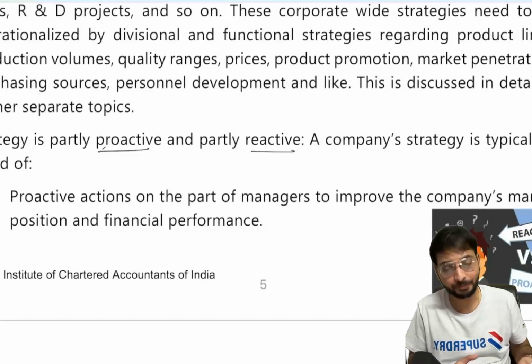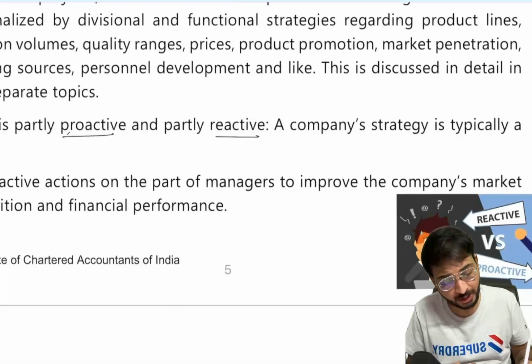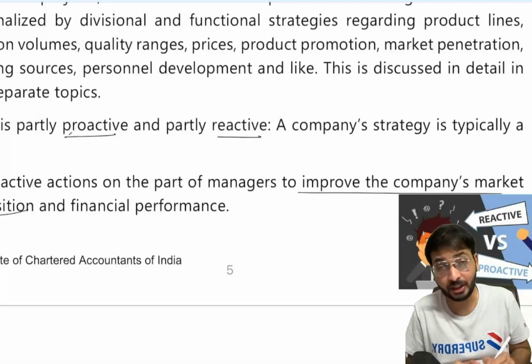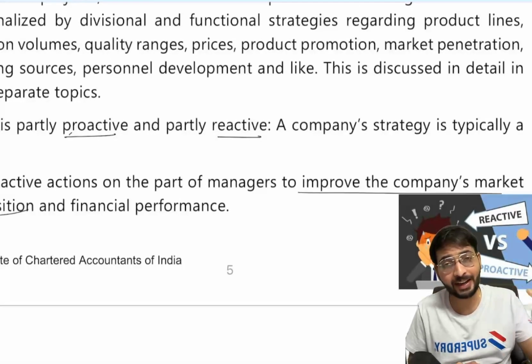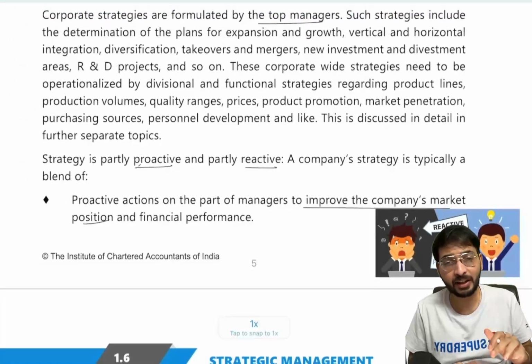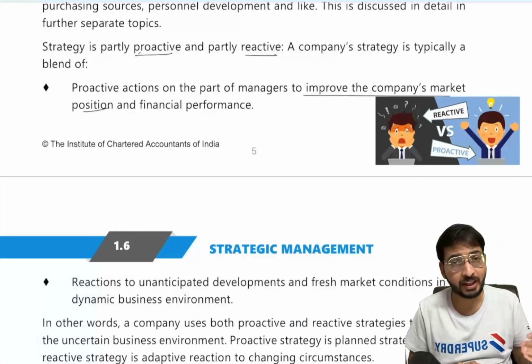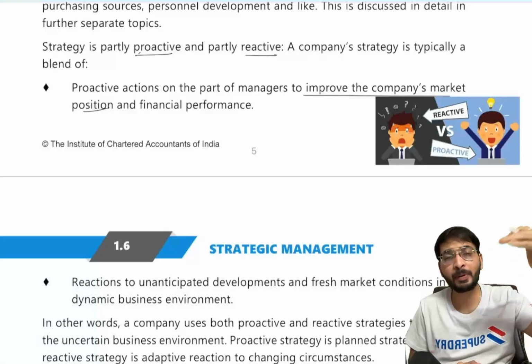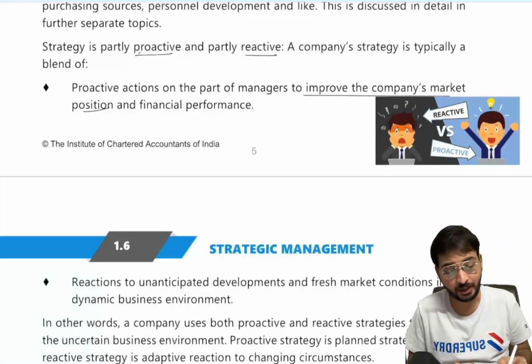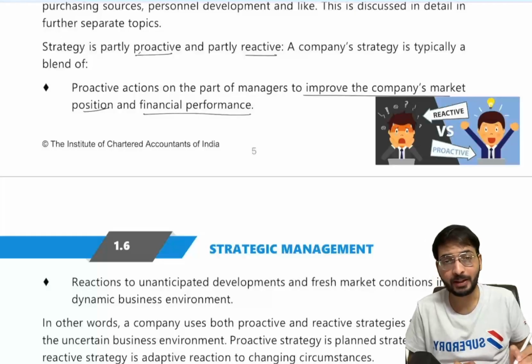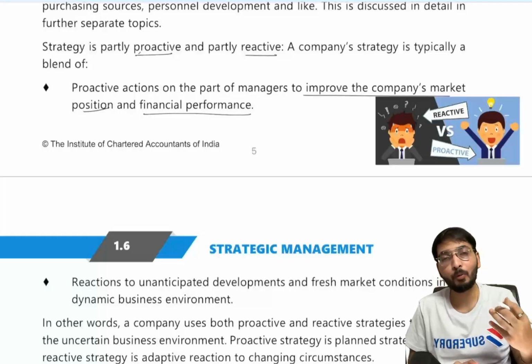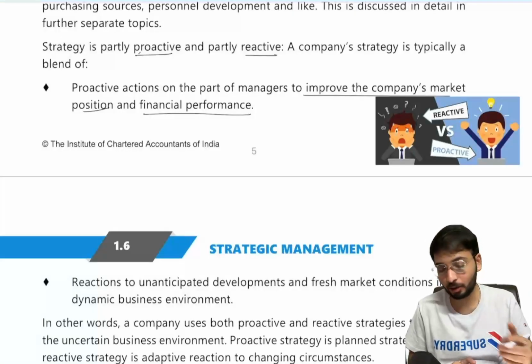Number one, to improve the company's market position. They know in the petrol segment and the diesel segment, it is difficult for them to compete with Maruti Suzuki. So they have come up with EVs. Why? To improve the market position from seventh place to third place, second place, first place, and for better financial performance. The more the sales, the more money, the cash flow generating into the company.